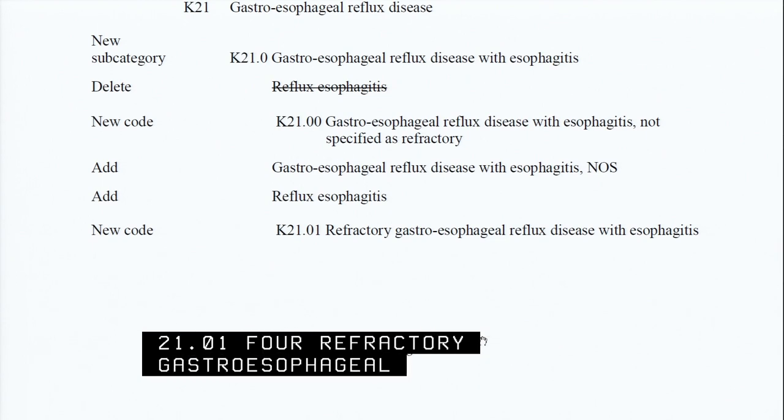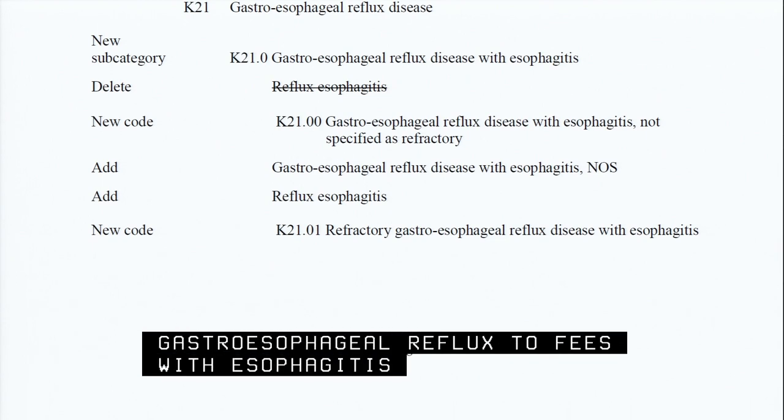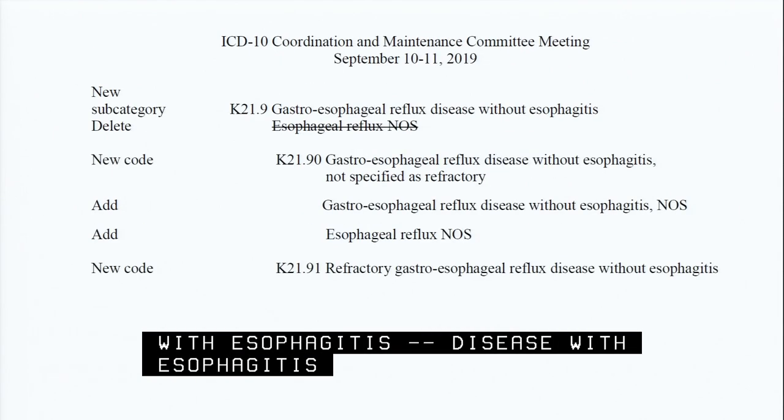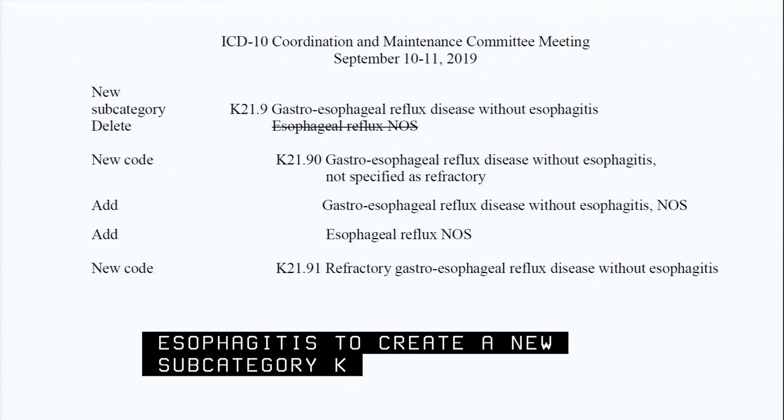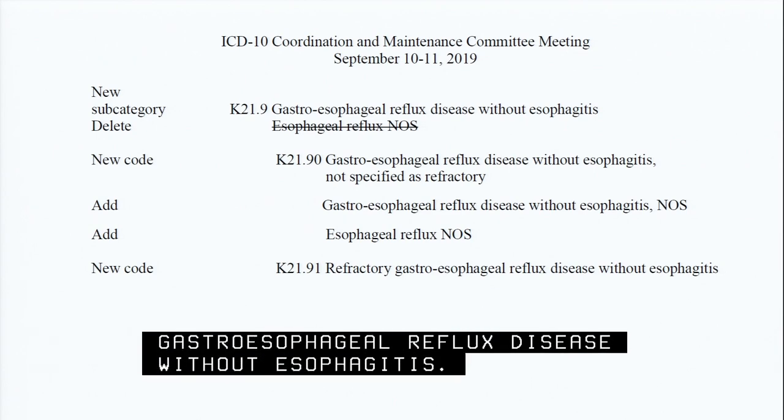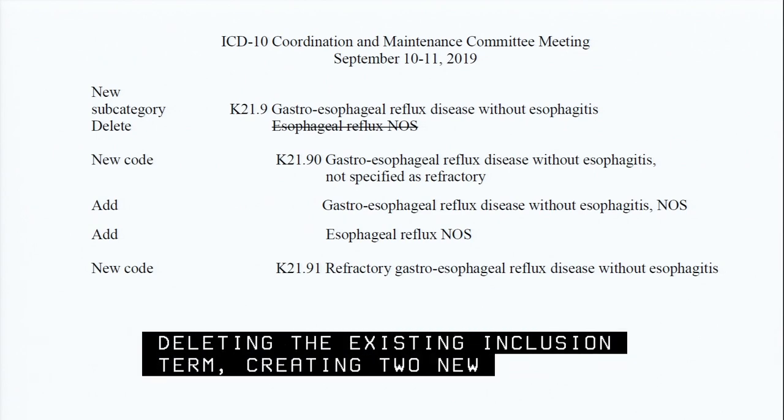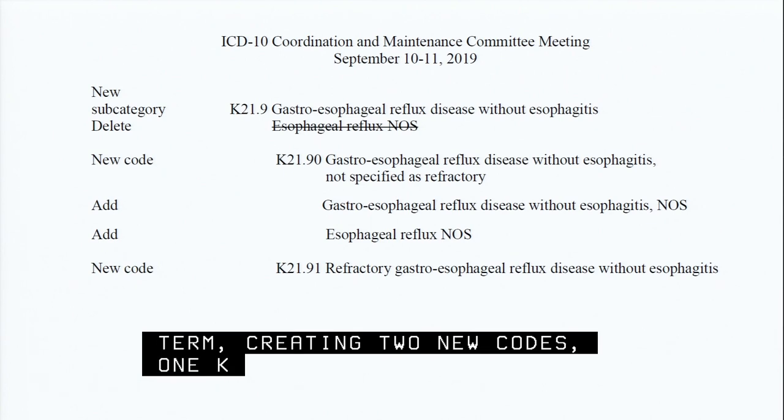To create a new subcategory K21.9 for gastroesophageal reflux disease without esophagitis, deleting the existing inclusion term esophageal reflux, NOS, creating two new codes, one K21.90 for gastroesophageal reflux disease without esophagitis, not specified as refractory.